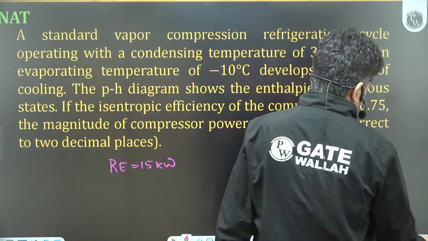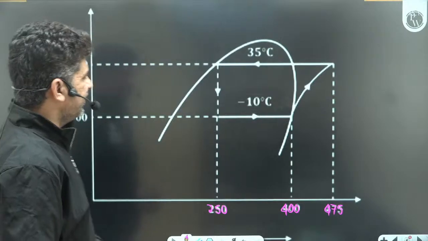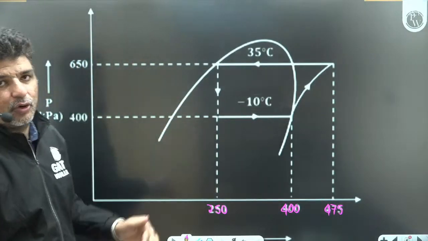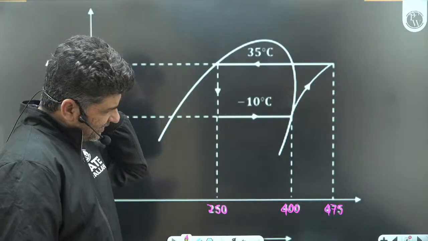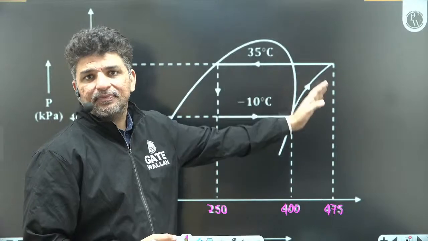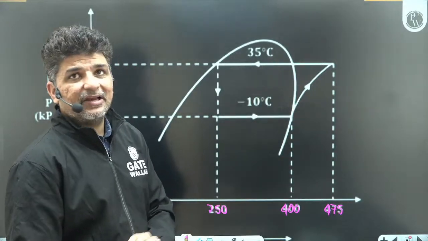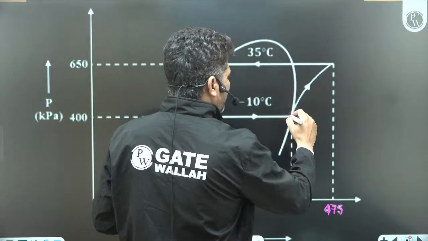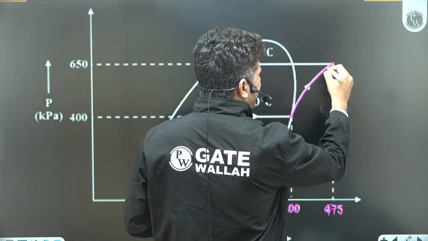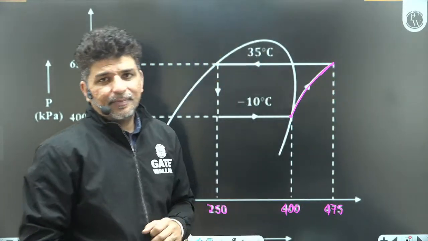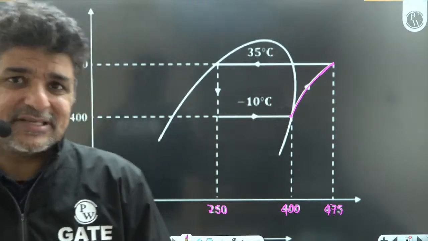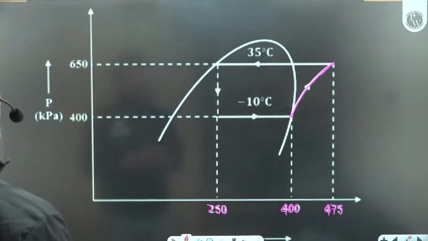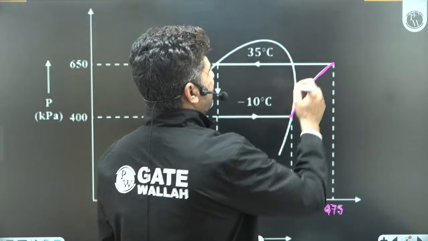See, what he has given you is the enthalpies at different locations. So you know this is an ideal cycle. In case of ideal cycle, if you see over here, the enthalpy change in the compressor is from 400 to 475. But it is given that the process is not isentropic, and he has given you isentropic efficiency.